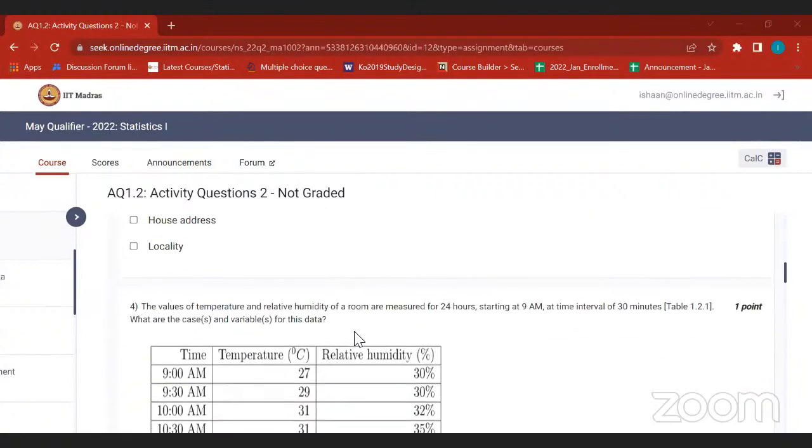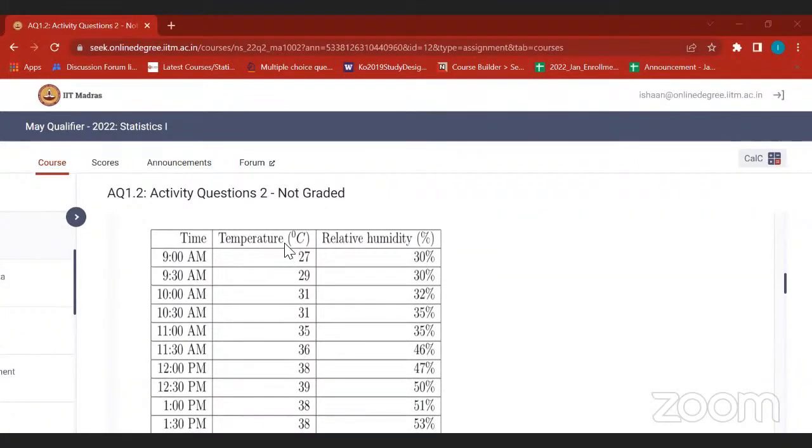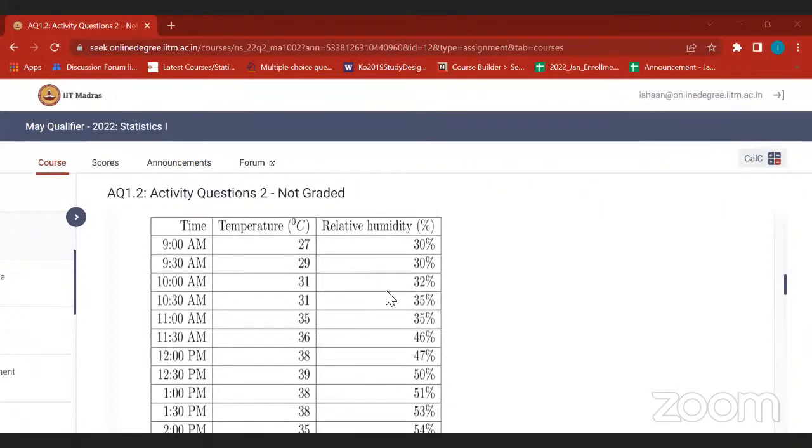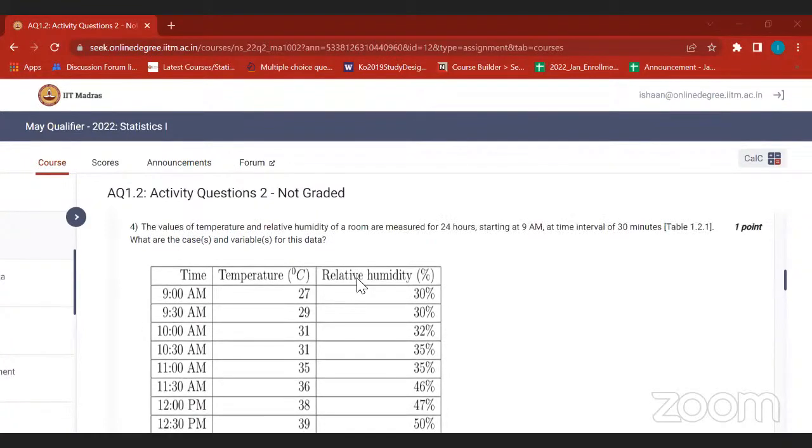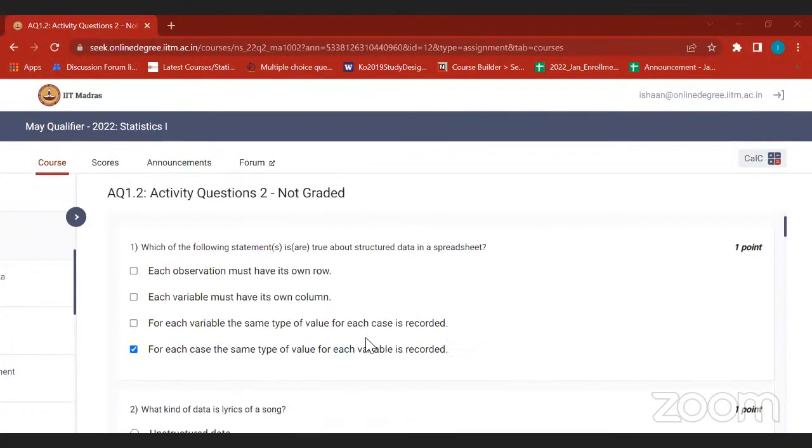See, for each variable, we are not recording the same type, right? For temperature, it would be some other type. For humidity, it would be something else. If you have another column, it would be something else as well. Right? For case 9 AM, for case 9:30 AM, for all the cases, for the temperature variable, the value is centigrade. Yes, I mean, each column, the value is the same. Column-wise, the unit is not changing. That's what the statement says, right?